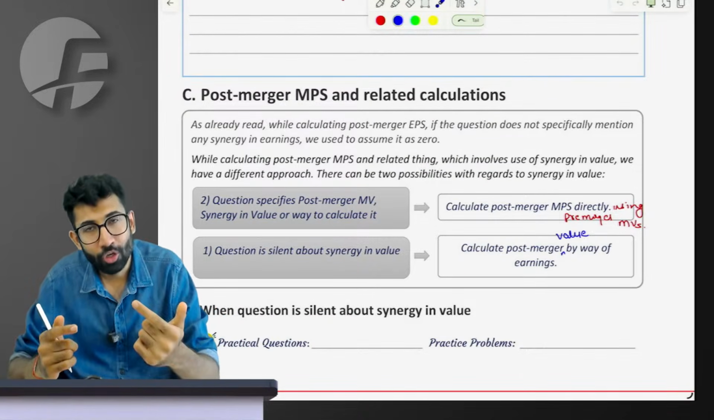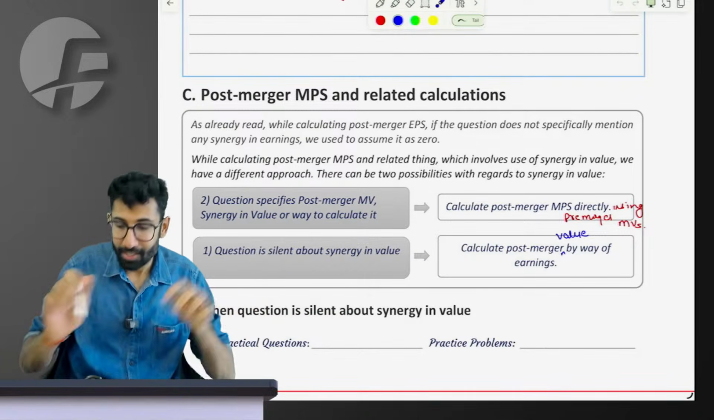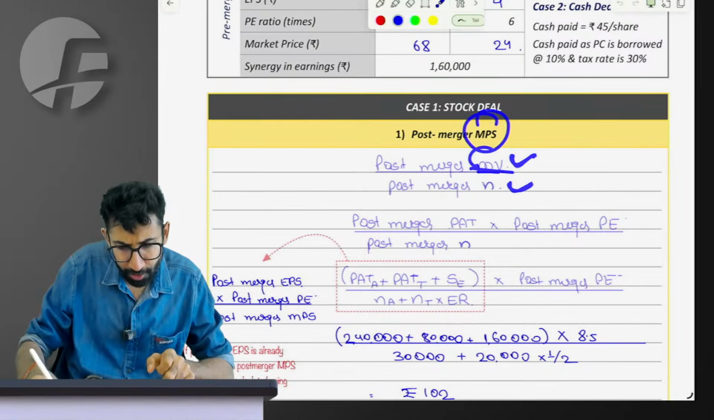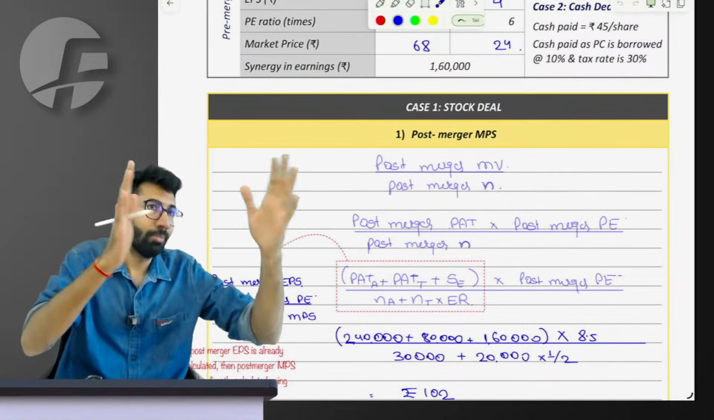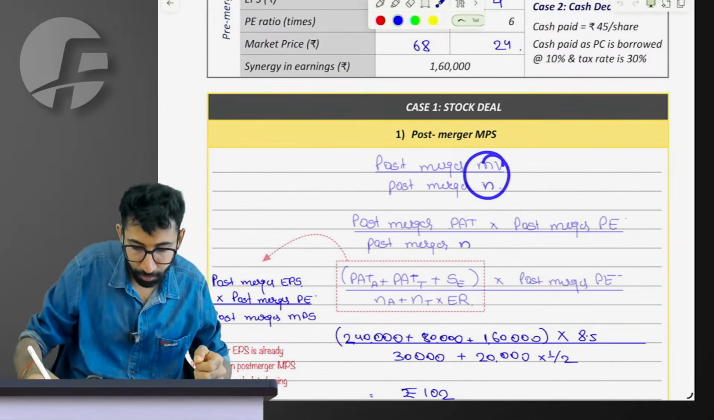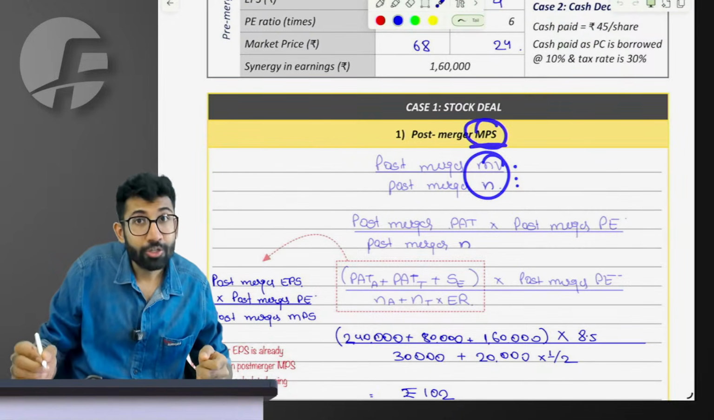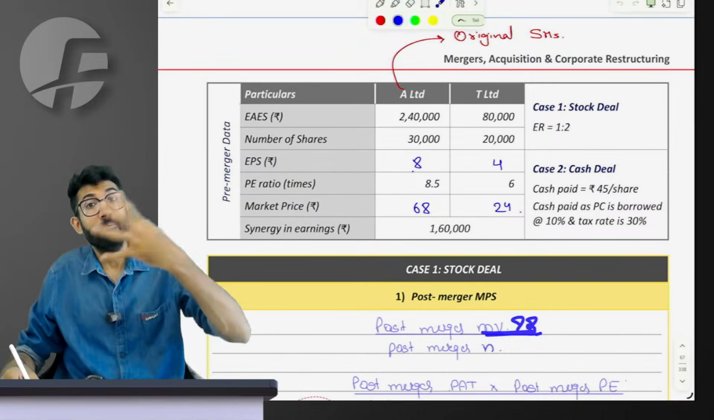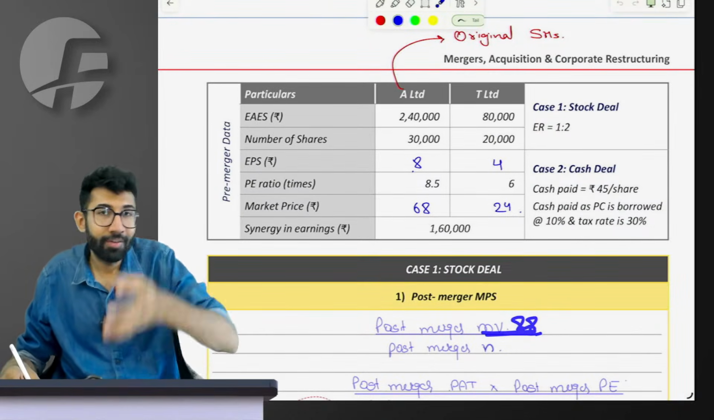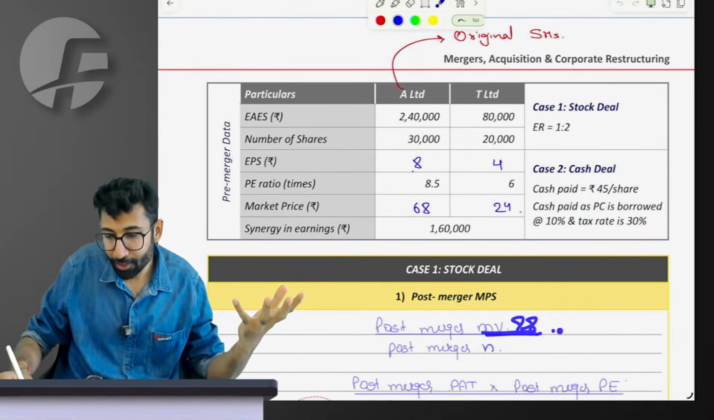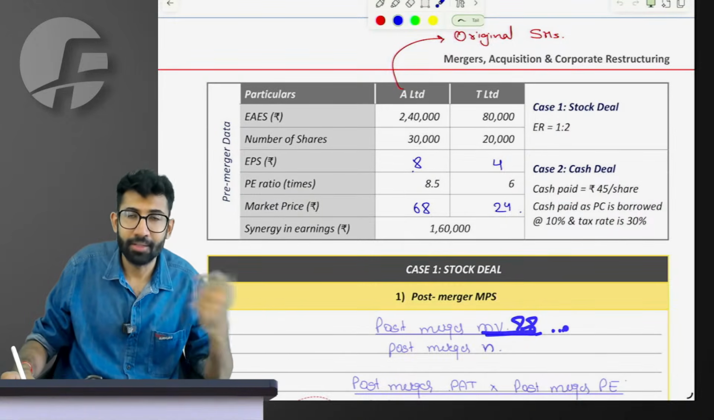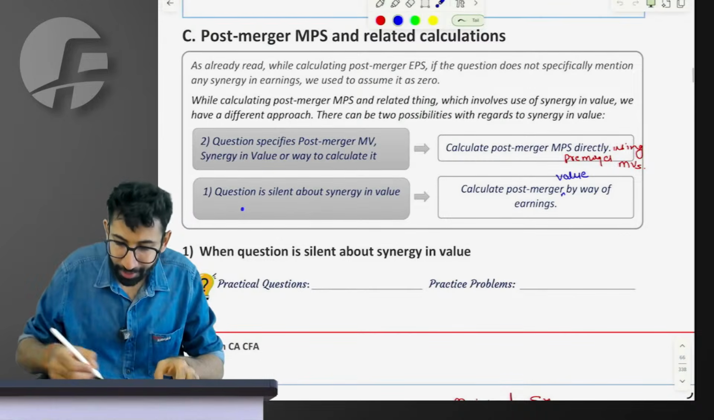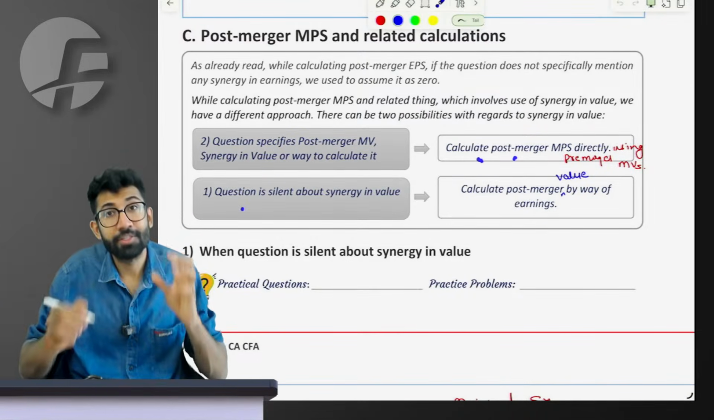Similarly, can we have a thought for MPS? See, I know post-merger MPS is post-merger market value divided by post-merger number of shares. That is such a basic thing. Total market value divided by total number of shares gives you the post-merger MPS. My question to you is, can the thought for market value be my market value plus your market value plus synergy in market value? Will it give me the post-merger market value? The answer is yes.